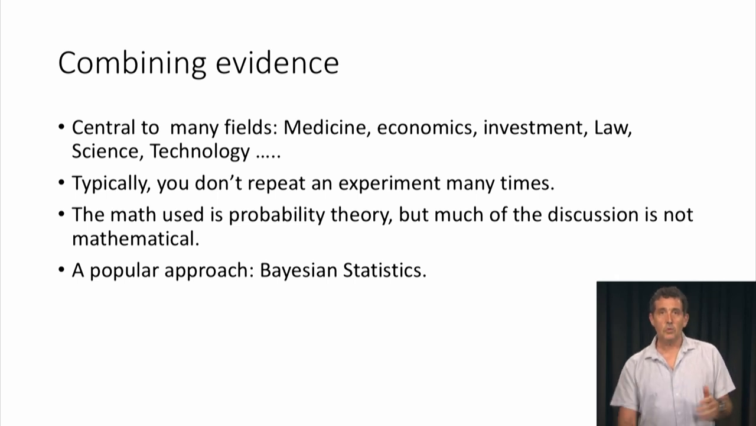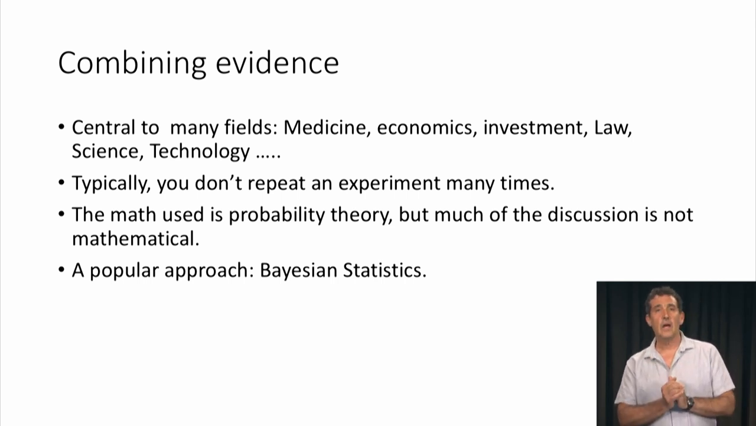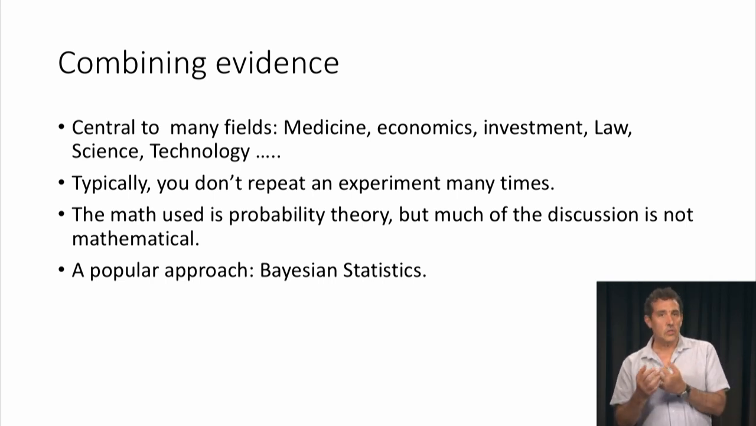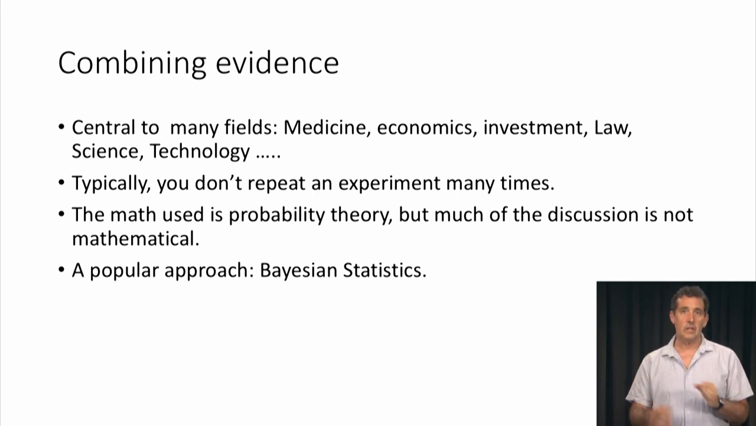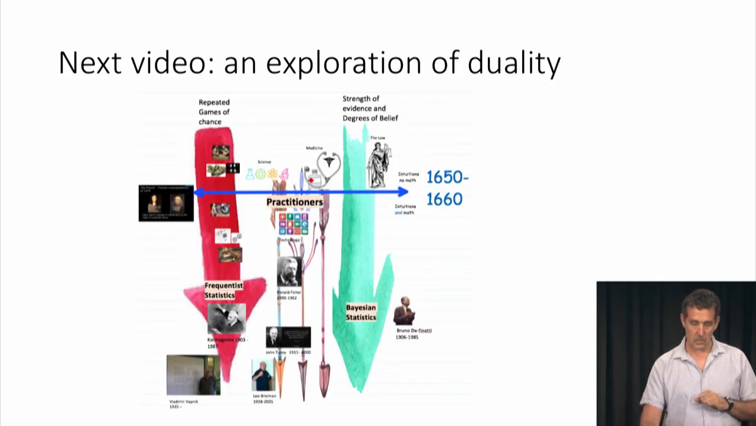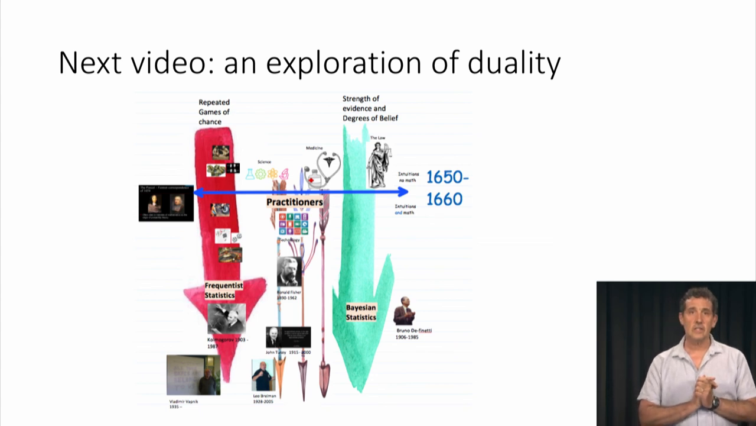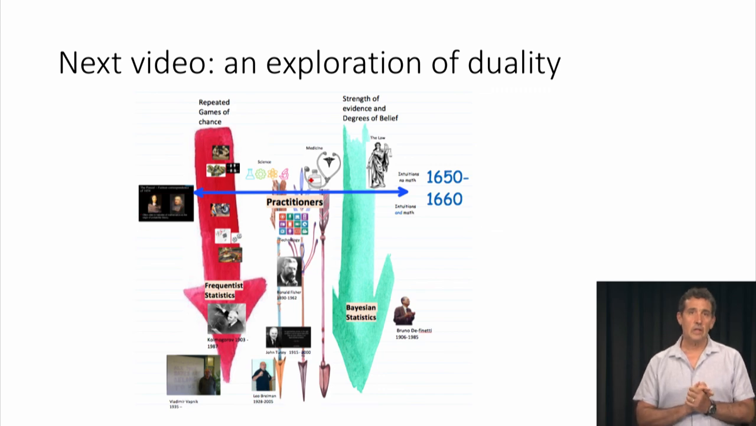A popular approach to putting all of this in a very common framework is Bayesian statistics. Bayesian statistics makes its main focus how to evaluate evidence and how to combine evidence. It doesn't take the same approach as frequentist, even though fundamentally they use the same math. Okay, so that's basically the rough introduction I started with, and there are more details in this image here. In a future video, I will go with you through this image and tell you some more of the details. Thank you.